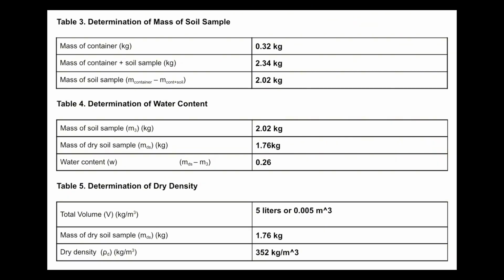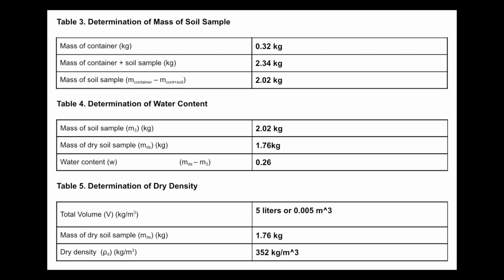The last table shows the determination of dry density, which is by dividing the mass of dry soil sample by the total volume, which then shows the result of 352 kilograms per cubic meter.